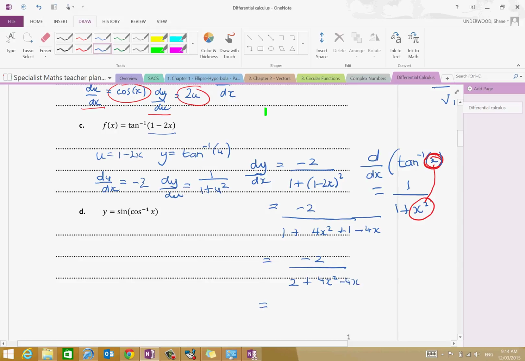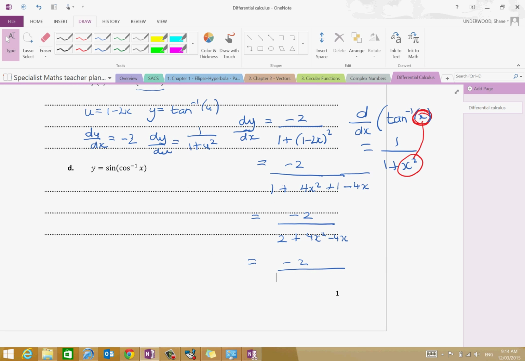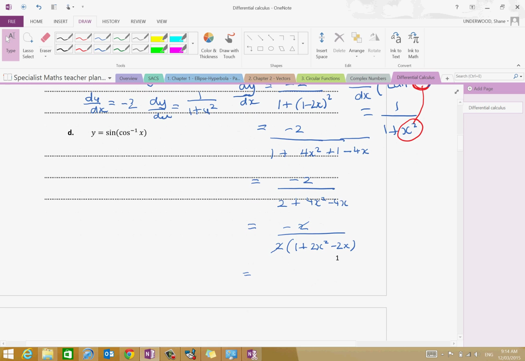it might even go and take 2 out as a common factor, I think it'll do. Okay, so you've got to be careful. You can get an answer which looks completely different because your calculator's done this simplifying. Take 2 out as a common factor. We've got 1 plus 2x squared minus 2x, and then we cancel out these 2's. So the answer will look something completely different to what you've done, unless you have gone ahead and simplified.